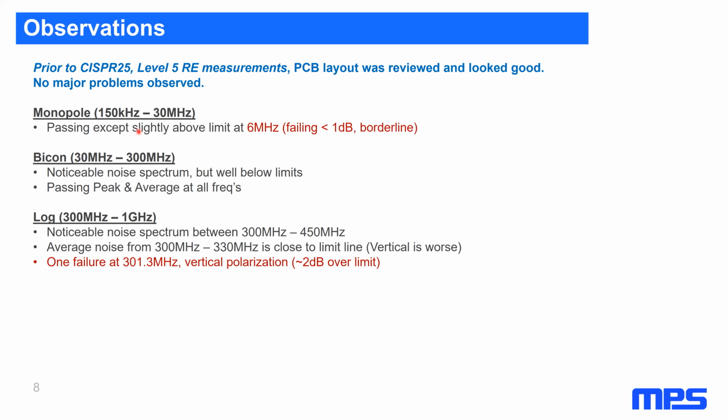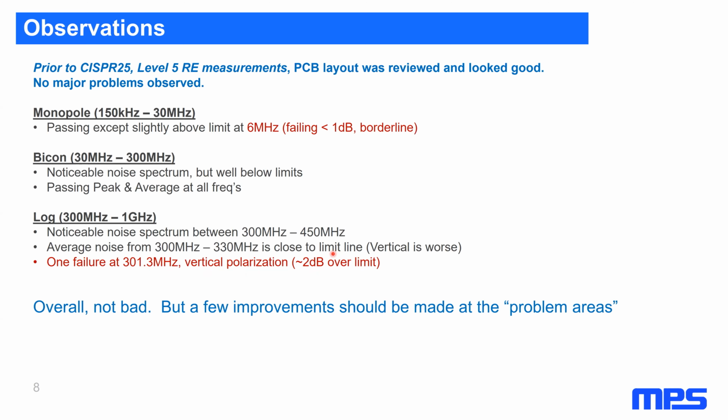So now that I've done these measurements, in Monopole, I've got one frequency, which is borderline at 6 megahertz. The Bicon range is all passing and looks pretty good. Even though we do have some noticeable noise spectrum, it's well below the limits. And then once we get up into this higher frequency range, we have one failure at about 301 megahertz in the vertical polarization, and it's just under 2 dB. So overall, not bad, but we definitely need a few improvements to try to fix these issues that we observed.